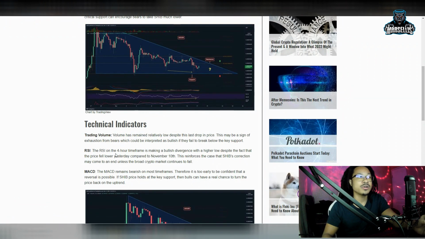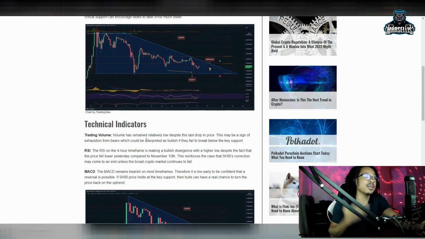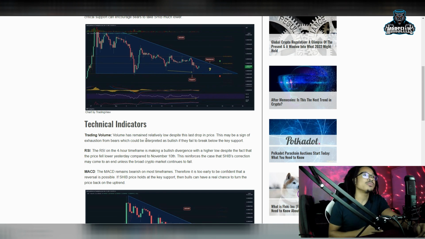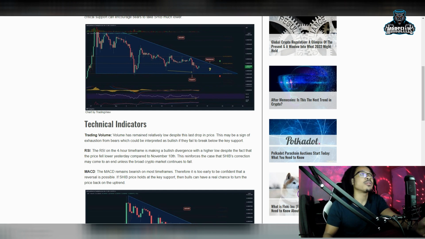Now the RSI on the 4-hour chart time frame is making a bullish divergence with a higher low, despite the fact that the price fell lower yesterday compared to November 10th. This reinforces the case that Shib's correction may come to an end unless the broad crypto market continues to fall. So I do want to mention something about the broader crypto market.